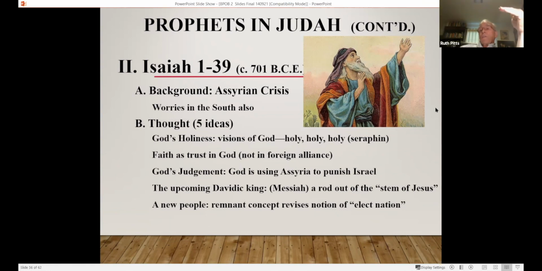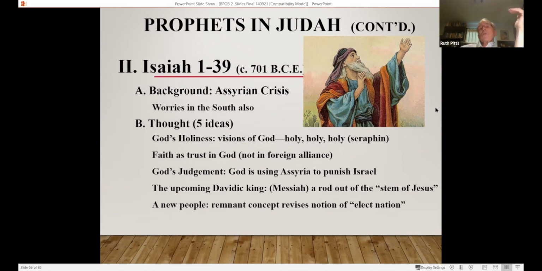The upcoming Davidic king is the Messiah. He will become a rod out of the stem of Jesse. So Jesse is the father of David. So the line, the messianic line, goes from David and forward.